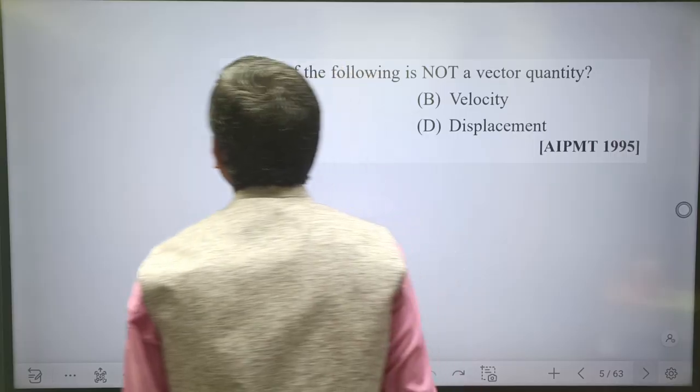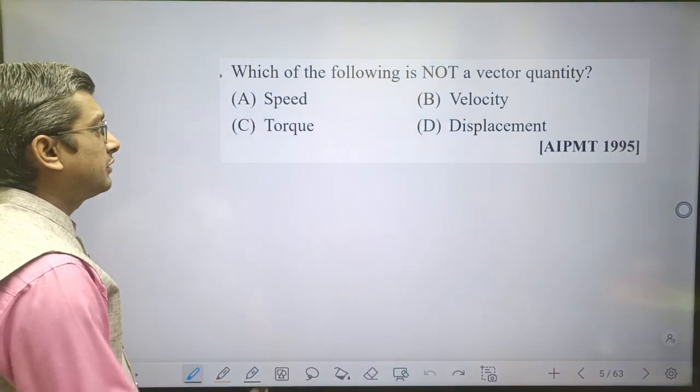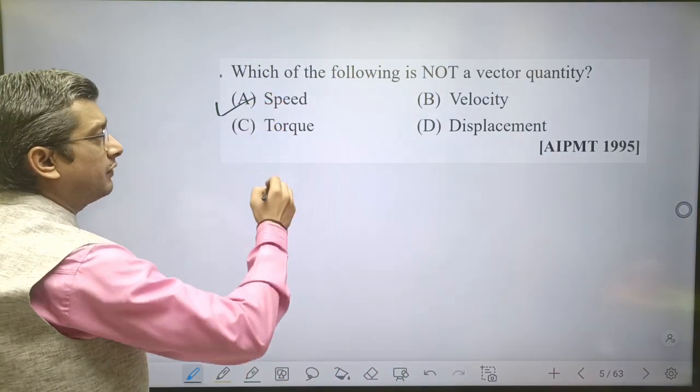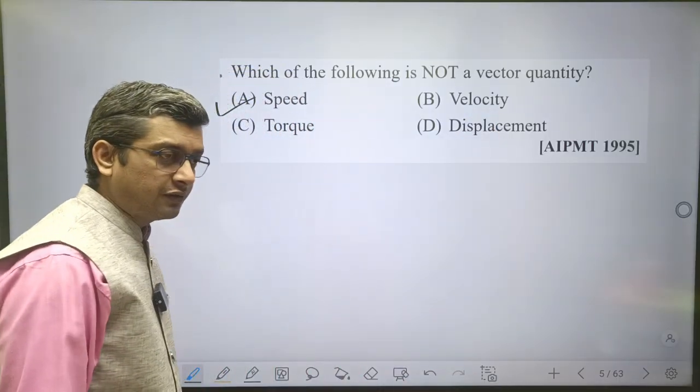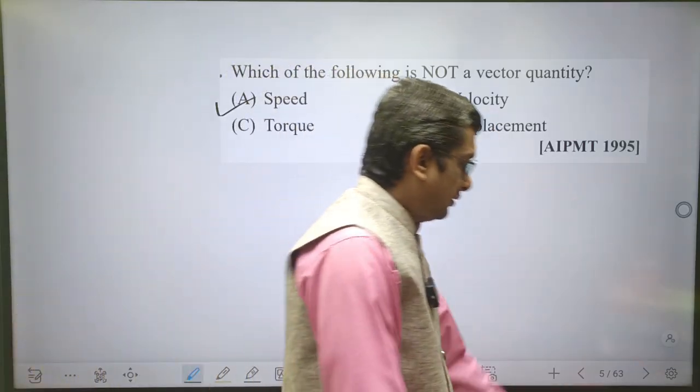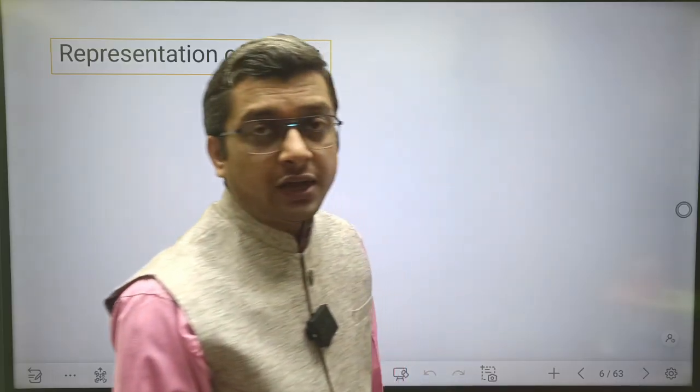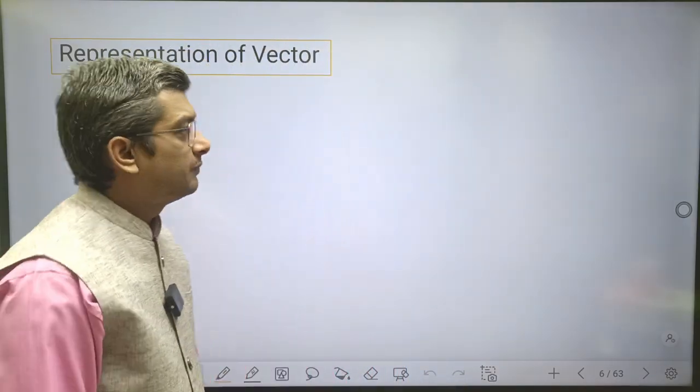Now, next slide. Which of the following is not a vector quantity? Speed is not a vector. Speed is a scalar, whereas torque, displacement, and velocity are vector quantities. Earlier, there was AIPMT before the NEET exam, isn't it?